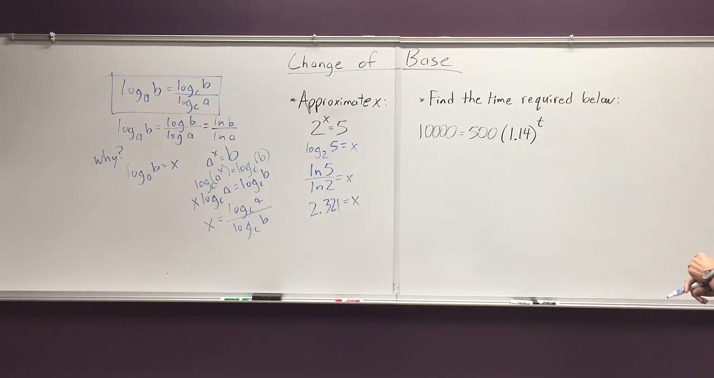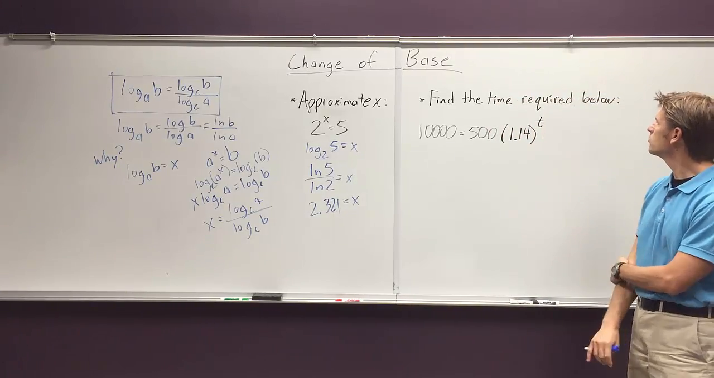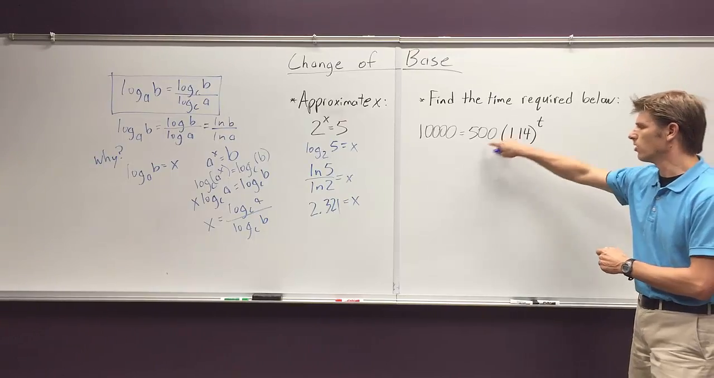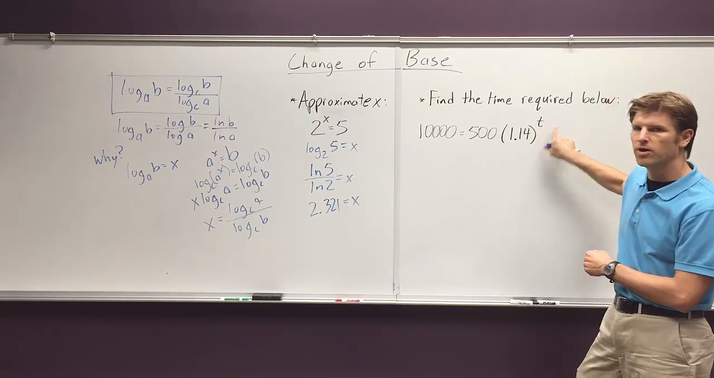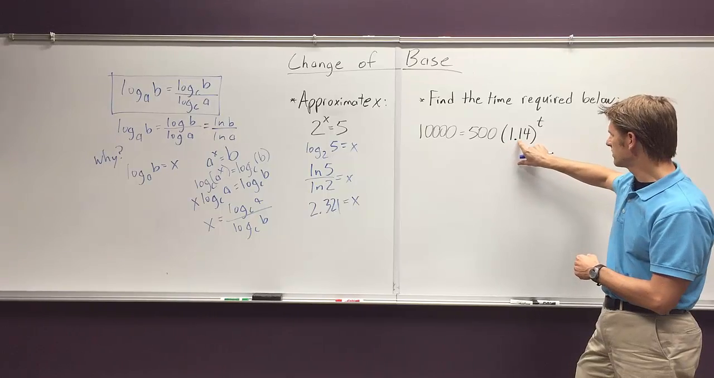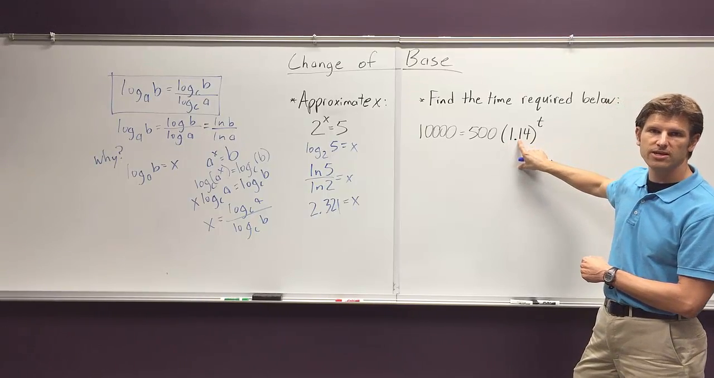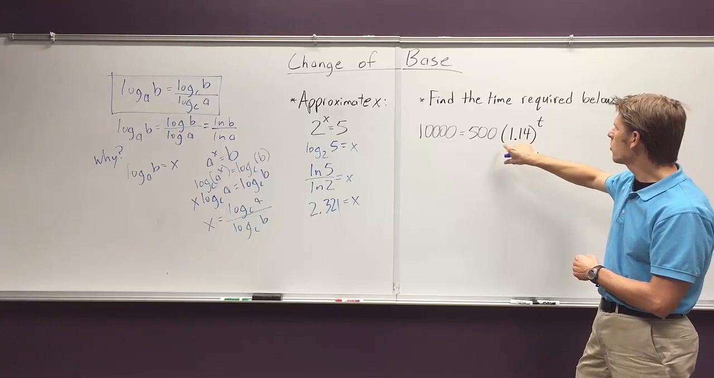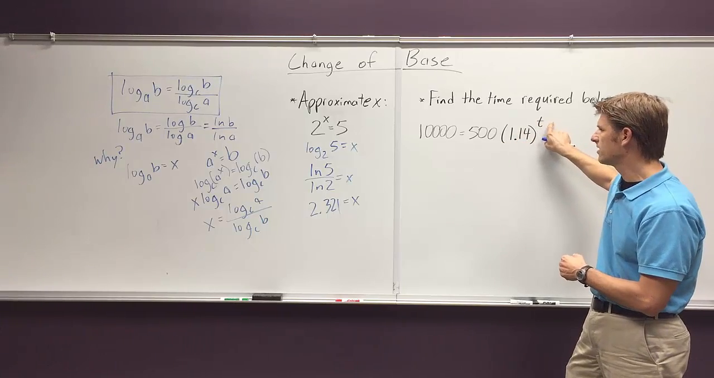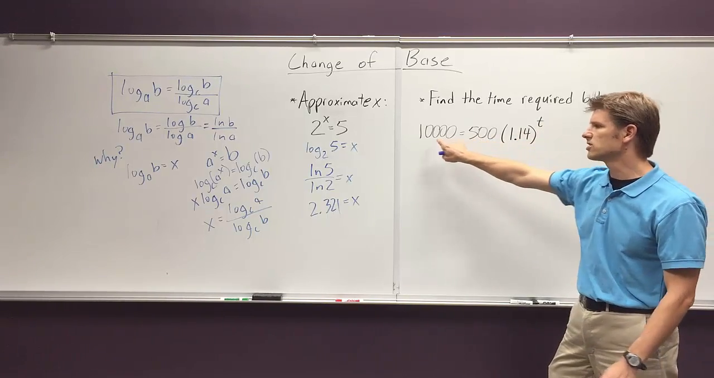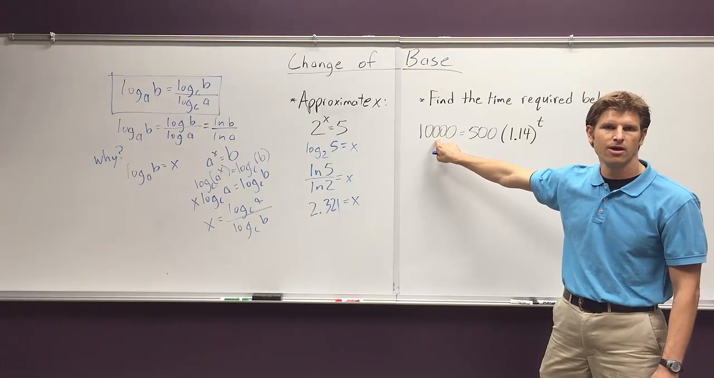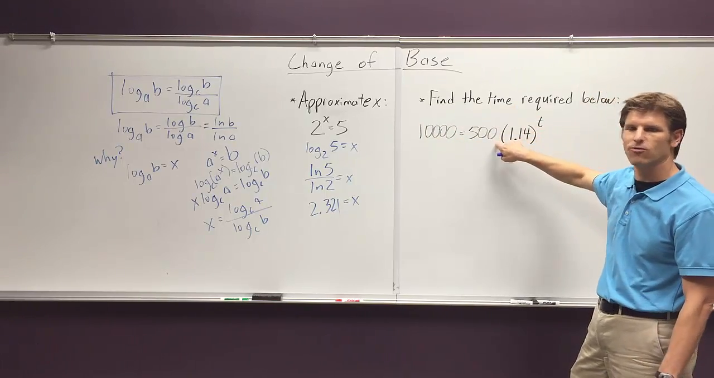Next, let's look at this problem. Find the time required below. So this is a compound interest problem. Notice if you're interpreting this, you would be getting 14% interest compounded annually. And the question is, how long would that take $500 to become $10,000? Remember the compound interest formulas.